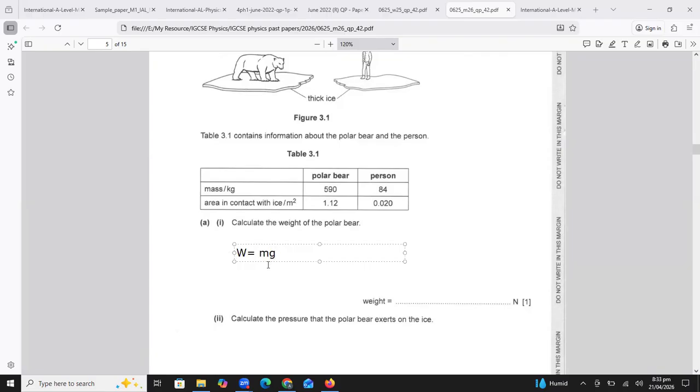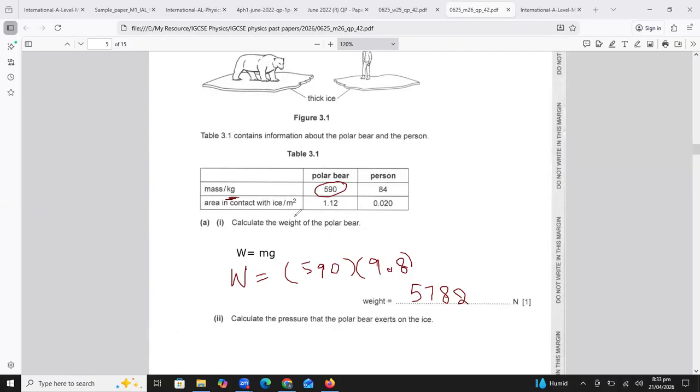mg. Exactly. We will use the formula W is equals to mg, and we have to calculate the weight of the polar bear. So we will take the mass of the polar bear, which is 590 kg. All right. And the gravity value is 9.8. So after multiplication, we are getting 5,782 Newton. Well done, students. 5,782 Newton is the weight of the polar bear.